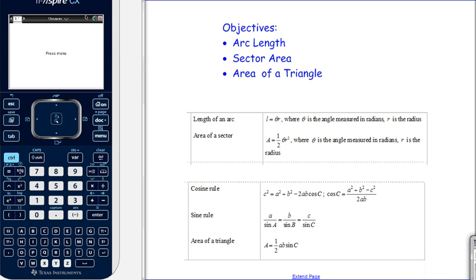Okay, so today we're going to look at arc length, sector area, and area of a triangle. And those three formulas are here for you if you want to write them down right away, but we'll look at each one individually.